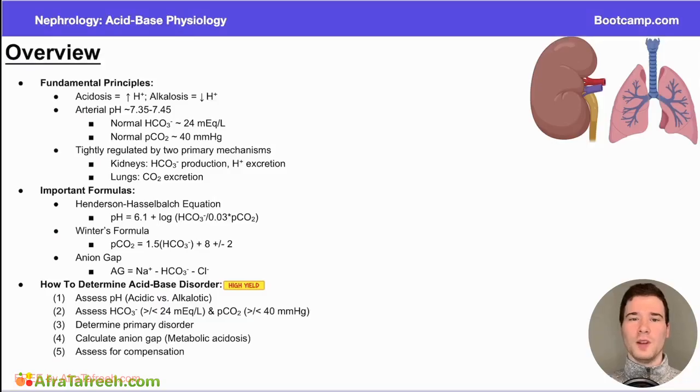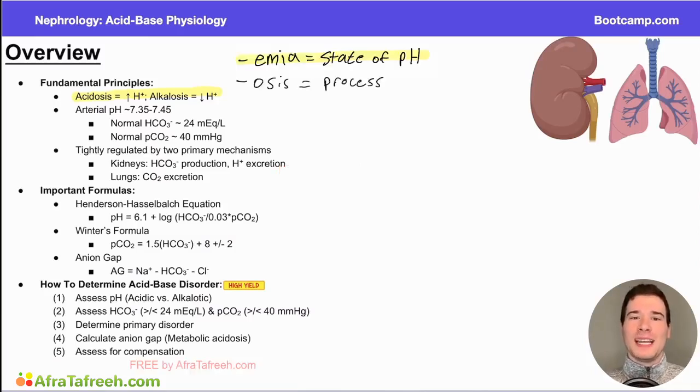So first, let's start with some fundamental principles and talk about what acidosis and alkalosis mean. Acidosis is an increase in proton levels, and alkalosis is thus a decrease in proton levels. It's very important that we don't confuse these terms with something very similar but different, and that is acidemia or alkalemia. Acidemia is the overall state of the pH in the body. So if we say somebody has a blood pH of 7.3, we're saying that they have acidemia. This is similar but notably different from saying that somebody has acidosis or alkalosis going on.